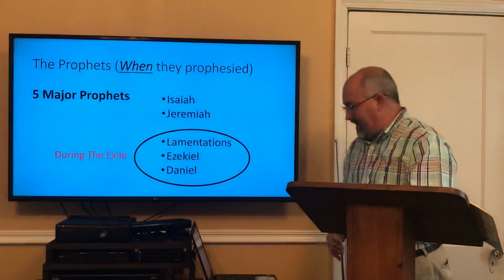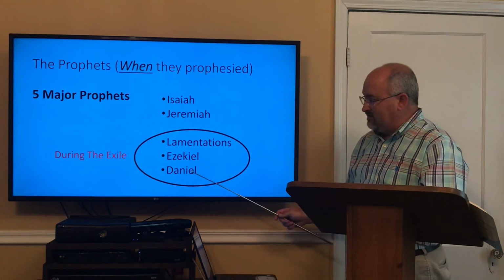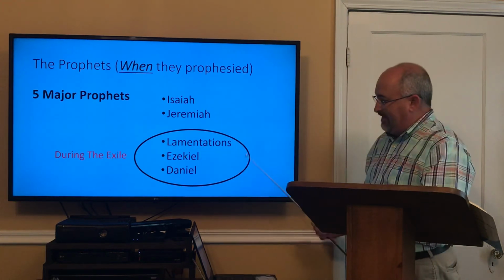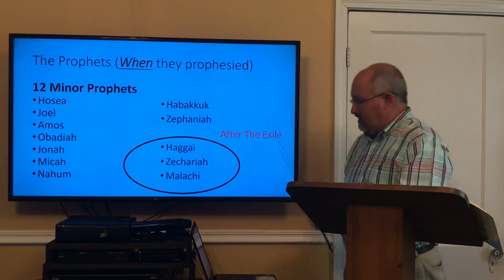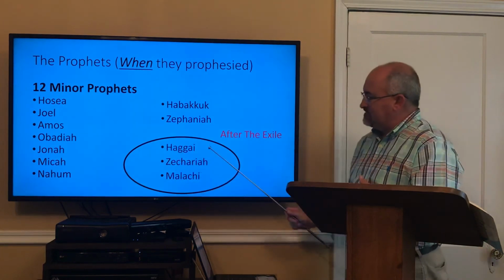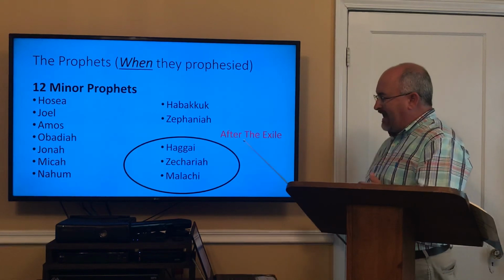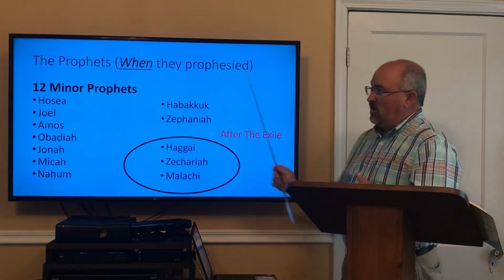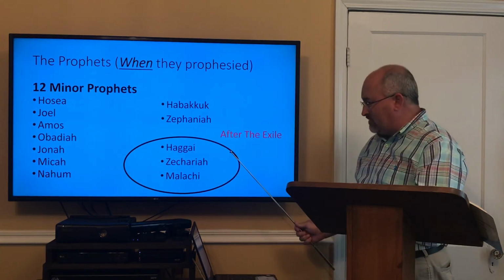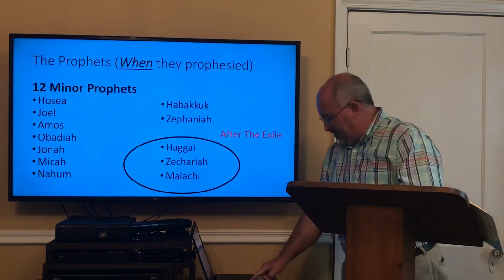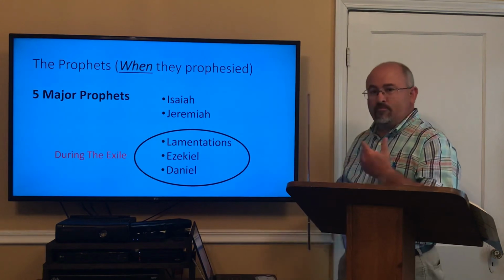Okay? So let's look at that. The five major prophets, Isaiah, Jeremiah, Lamentations, Ezekiel, and Daniel, the last three were during the exile. Okay? Of our 12 minor prophets, the last three, Haggai, Zechariah, Malachi, were after the exile. All of the rest were before. Okay, so if you can learn these three, and if you can learn these three, then you know all of the rest were before. Okay?